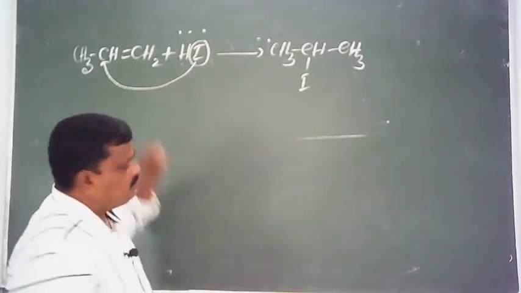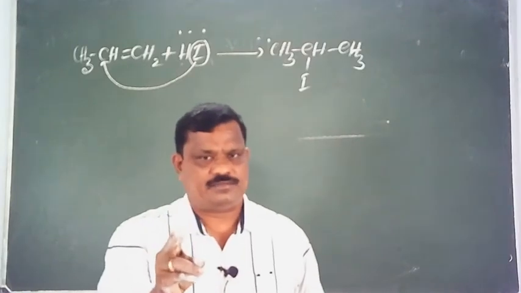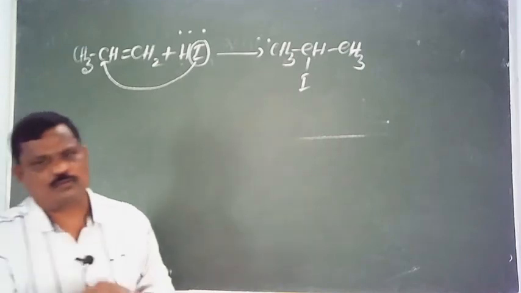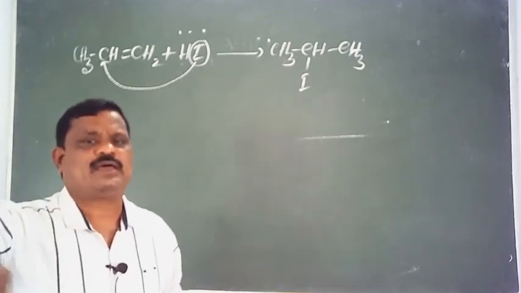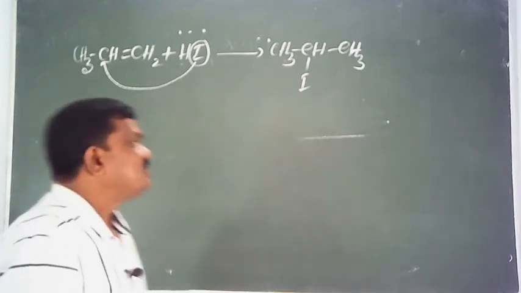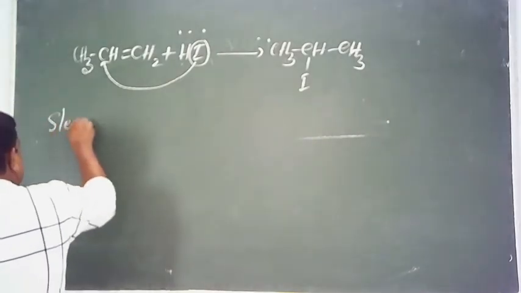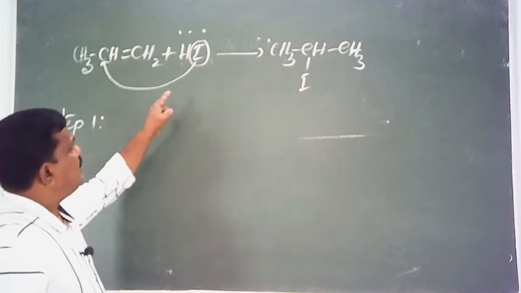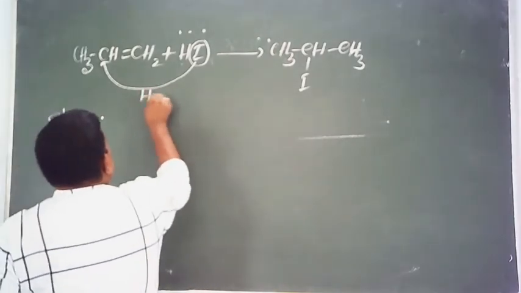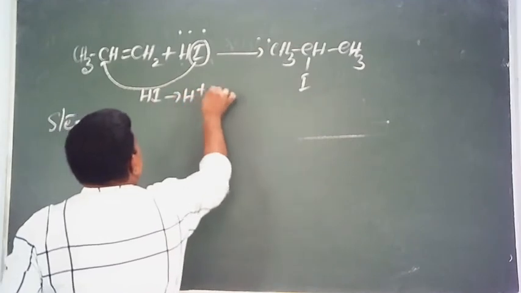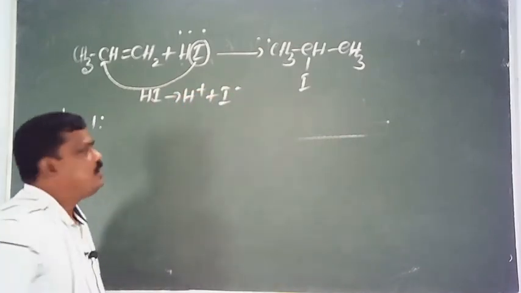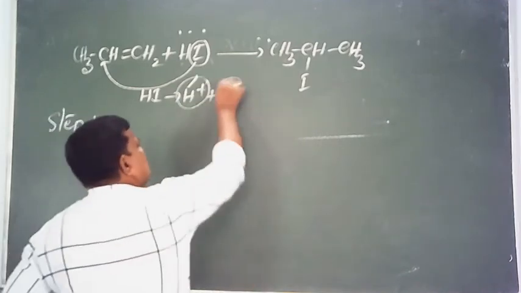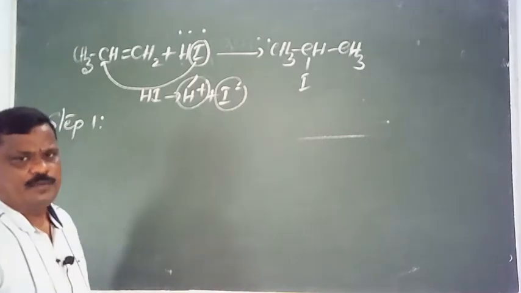Actually the mechanism of this reaction involves two steps. The first step is formation of carbocation. The second step is attack by the nucleophile. Step 1, mechanism: HI gives H plus and I minus. H plus is electron deficient, therefore it acts as an electrophile. I minus is electron rich, it acts as a nucleophile.